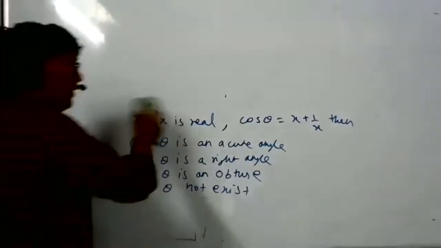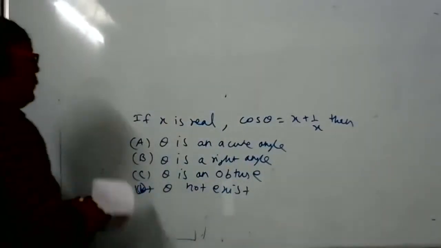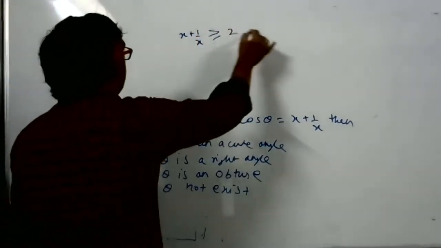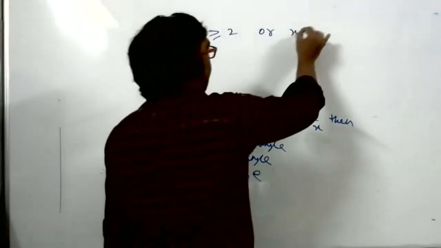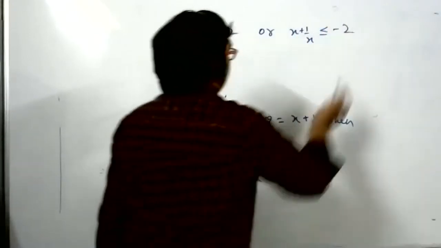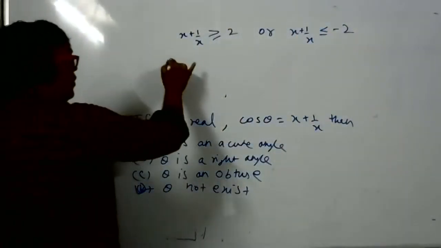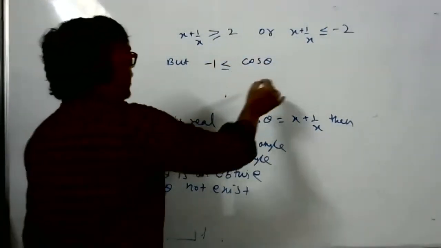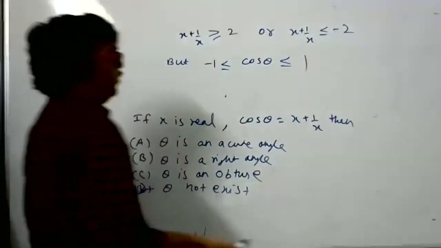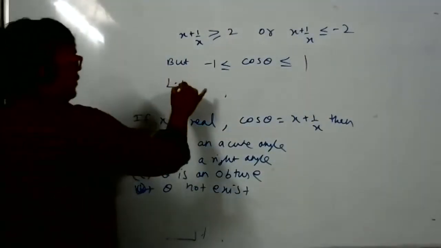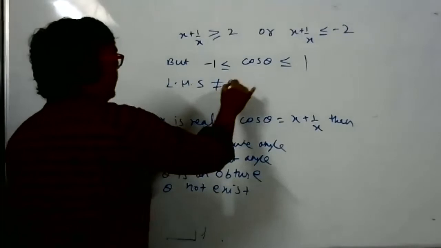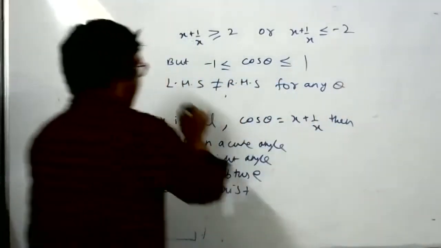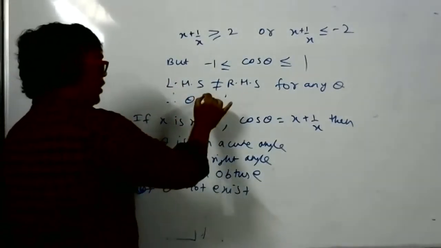Okay, this question has to be explained. Now see your explanation. x plus 1 by x is greater than or equal to 2, or x plus 1 by x is less than or equal to minus 2. But cos theta is what? Cos theta is greater than or equal to minus 1 and less than or equal to 1. So left hand side is not equal to right hand side for any theta. Therefore, theta does not exist.